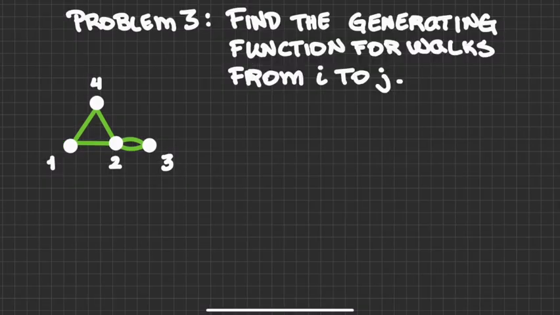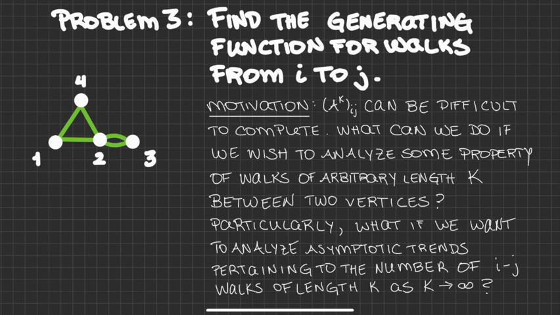Moving on to problem 3, which bounces off of problem 2, we must find the generating function for walks from I to j. A couple questions might come to mind when you see this problem. First, what the hell is a generating function? And second, what can we do with it? We'll get to those questions in a minute, but first it's helpful to provide context based on the problem.